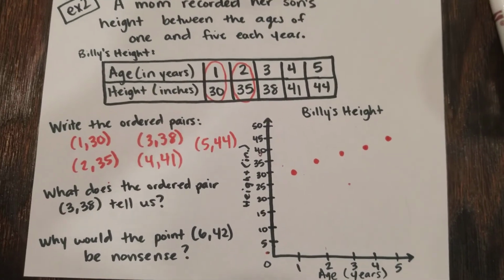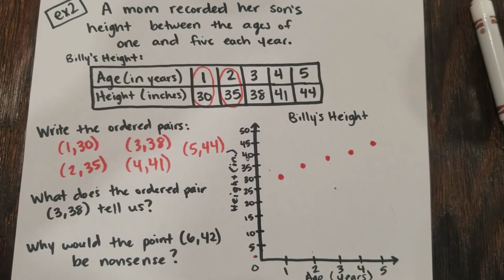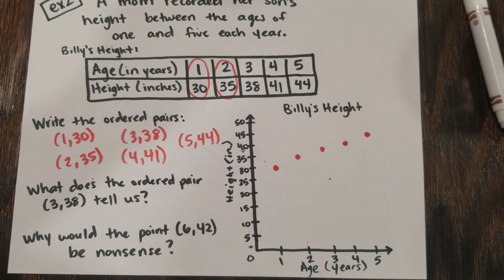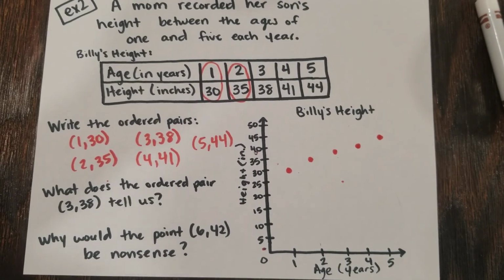So that's why that point makes no sense. Okay, that is lesson 2. Go ahead and give the 9.2 form a try. I'm sorry, this is lesson 3. Go ahead and give the 9.3 form a try for some practice.